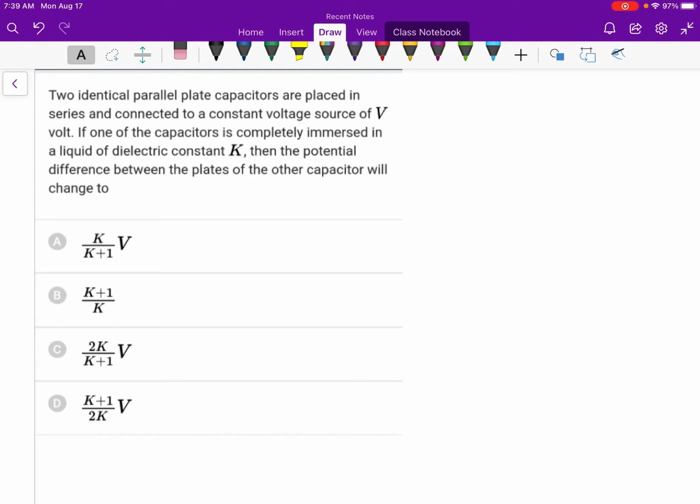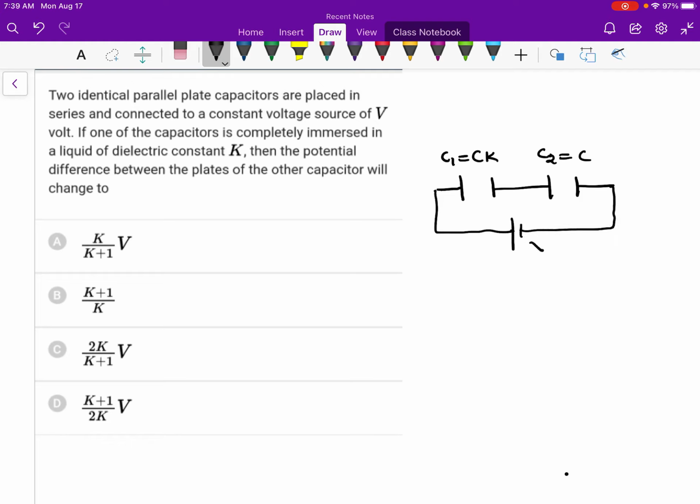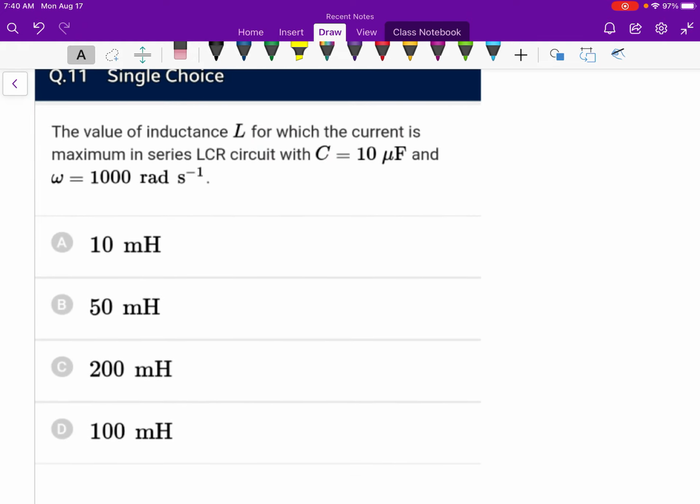Two identical parallel plate capacitors are placed in series. If one of the capacitors is completely immersed in a liquid of dielectric constant K, then without dielectric, say capacitance is C, with dielectric C1 is CK and C2 is C only. Now they are connected across voltage V. So the potential across the second capacitor: in series we know V2 upon V1 is C1 upon C2, that is K upon 1. So V2 is K upon K plus 1 into the total voltage. So A is the correct option.